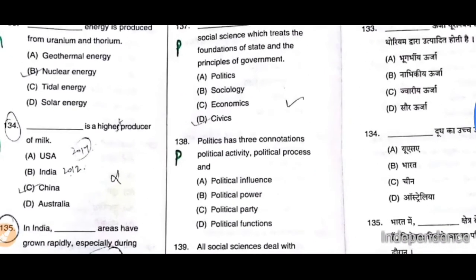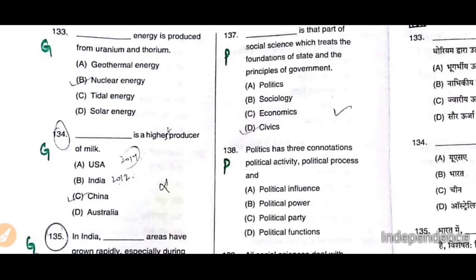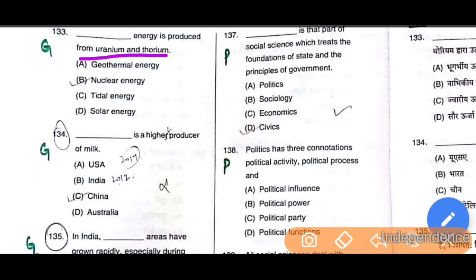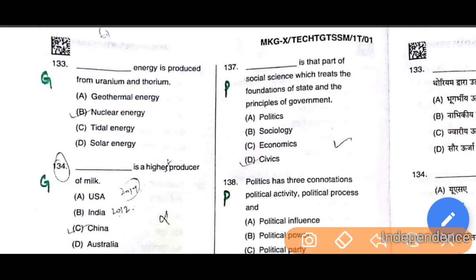Question number 133. The dash energy is produced from uranium and thorium. We all know that uranium and thorium are related to nuclear energy. So definitely not solar, not tidal, not geothermal energy. The answer is nuclear energy. And for part A, I would suggest that you should definitely go for all the topics related to nuclear energy in India.